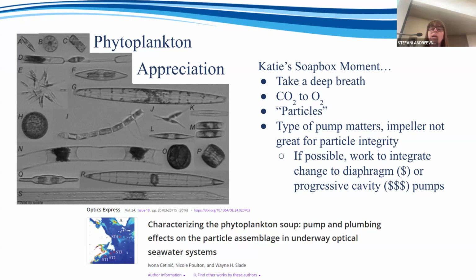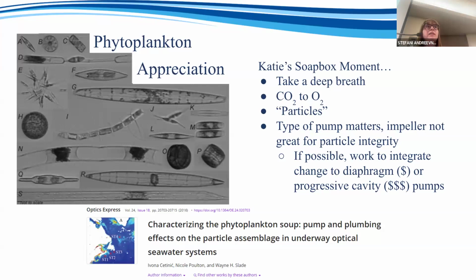There was a great paper by Ivona Setnik and others on characterizing the phytoplankton soup. And there's a link to it here. They basically looked at the effect on phytoplankton and other organisms based on pump type. And it showed that there was a massive reduction in a lot of soft-celled organisms, for sure, like ciliates and other things that we might be interested in measuring, but phytoplankton as well. It really did affect them. What they tested was an impeller pump versus a diaphragm pump.